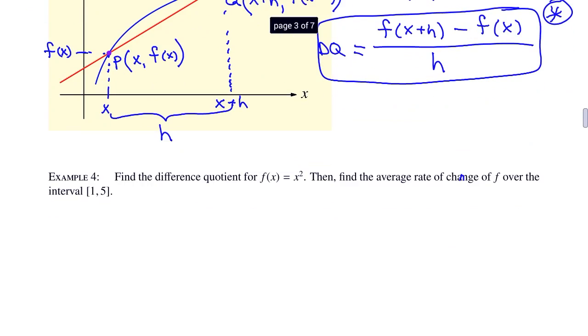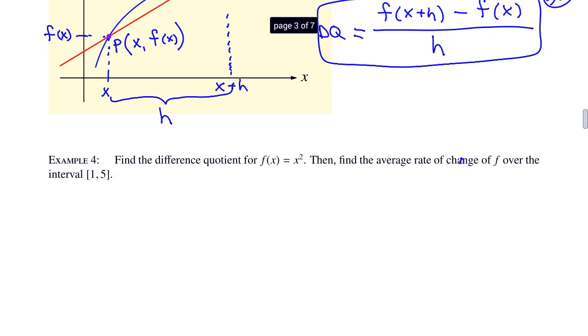Example 4, find the difference quotient for f of x is equal to x squared. Then find the average rate of change of the function f over the interval 1 to 5. So first, let's find the difference quotient. Now, when you work with the difference quotient, more likely than not, you end up with another function with x's. It is possible, and there will be certain problems where you end up with a single number, but that's a very special case of the difference quotient. Usually, you end up with a function.